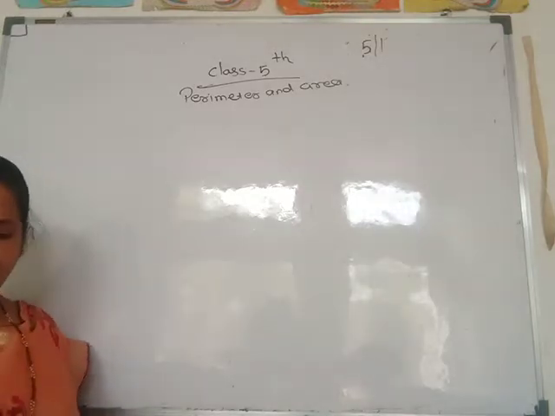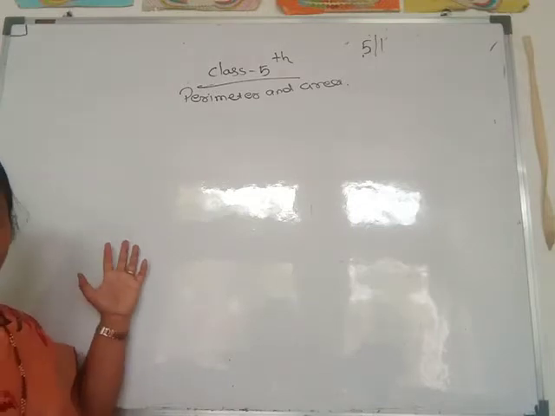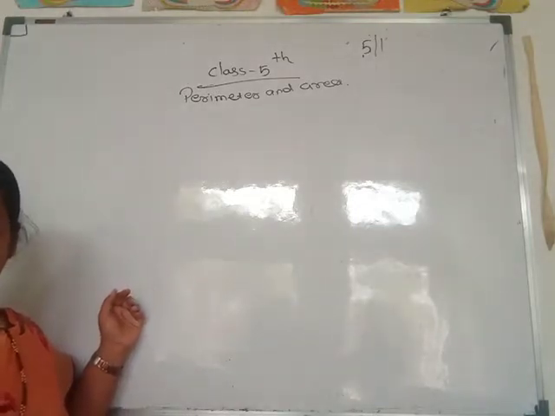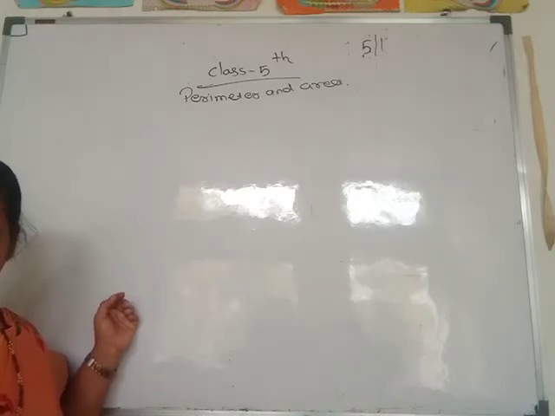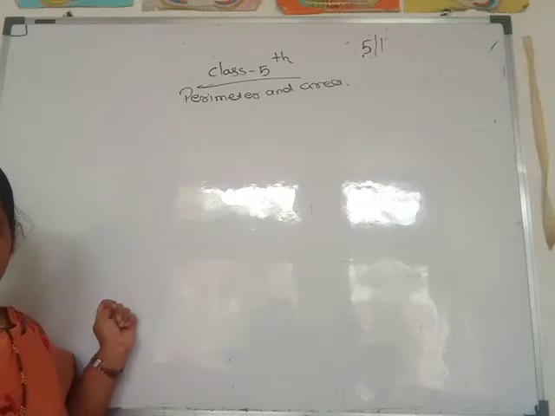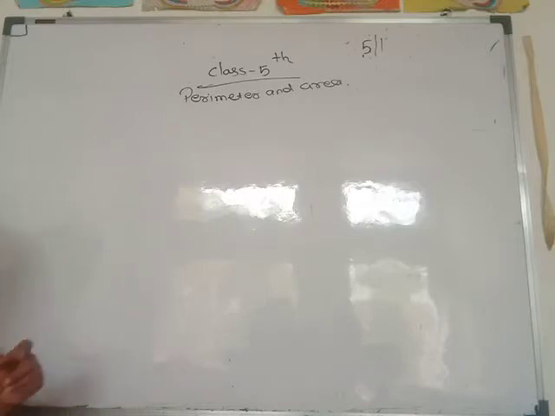Perimeter means closed figures have a perimeter. We know that the sum of the lengths of all sides of a figure is called a perimeter. Closed figures have a perimeter, the sum of the lengths of all the sides of a figure.